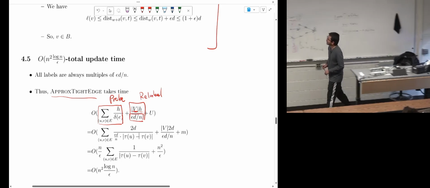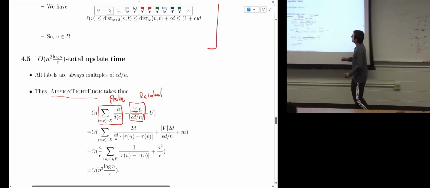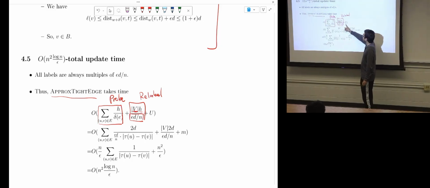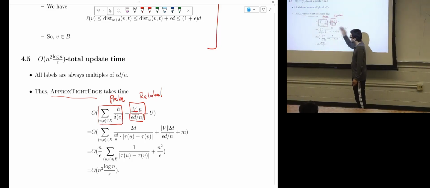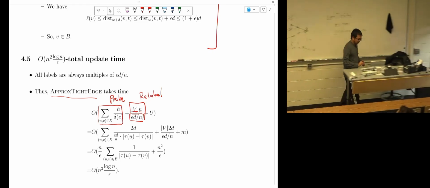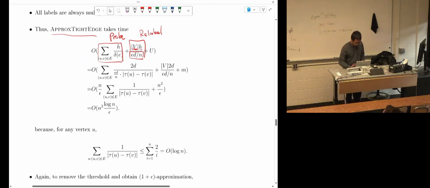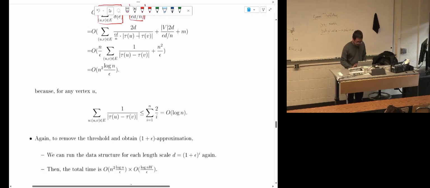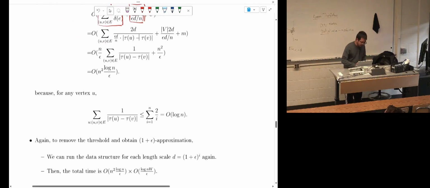Okay. And now you can see that this is the number of edge updates. And I just calculate. I used to pay twice, a factor of epsilon here, but now it's just one epsilon. So it's a bit better. Okay. Good. Any questions? And this is just to maintain one threshold.